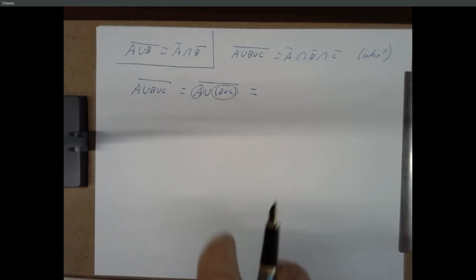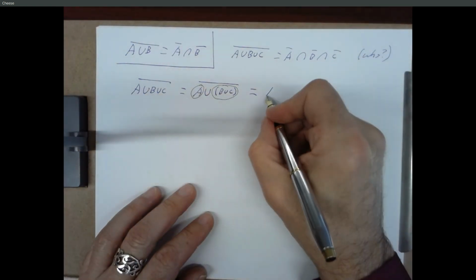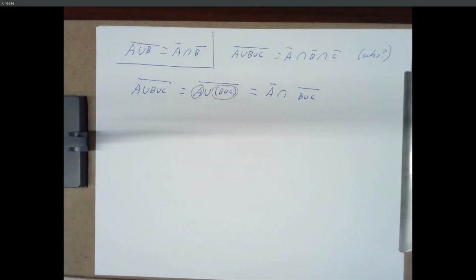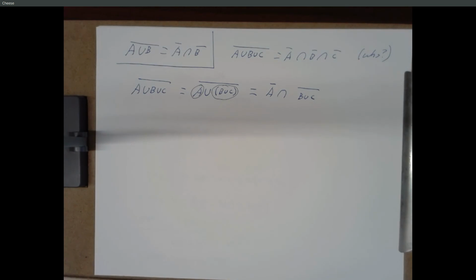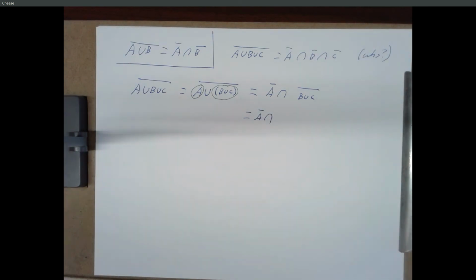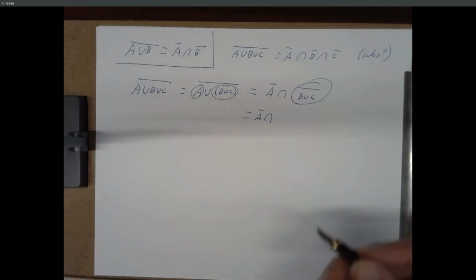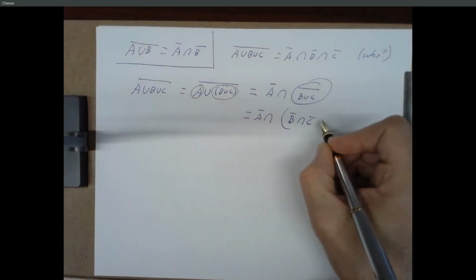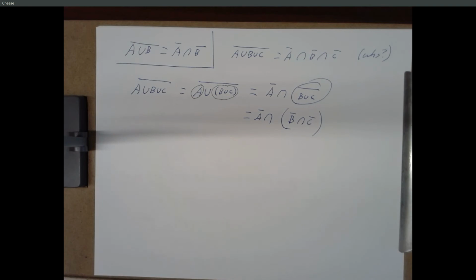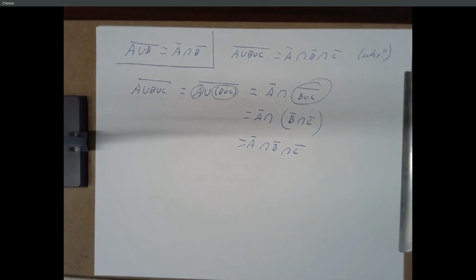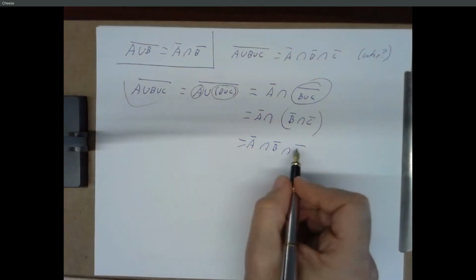I'm just going to use De Morgan's theorem for two variables on that and say this is the complement of A intersected with the complement of B union C. That's just good old De Morgan on two variables. And now I'm going to use De Morgan's on this piece, which again is just De Morgan's on two variables. The complement of B union C is the complement of B intersect the complement of C. And I can get rid of my parentheses. And there's De Morgan's on three variables. This thing is equal to that thing.